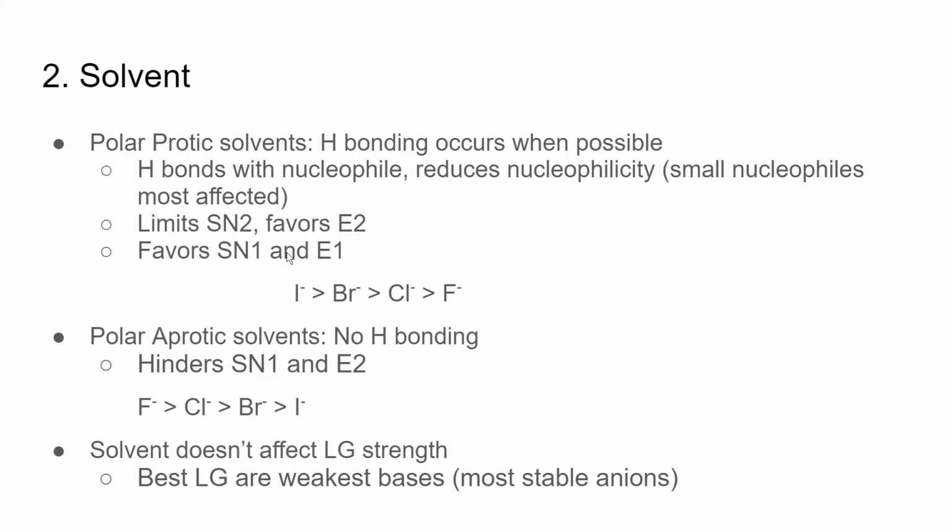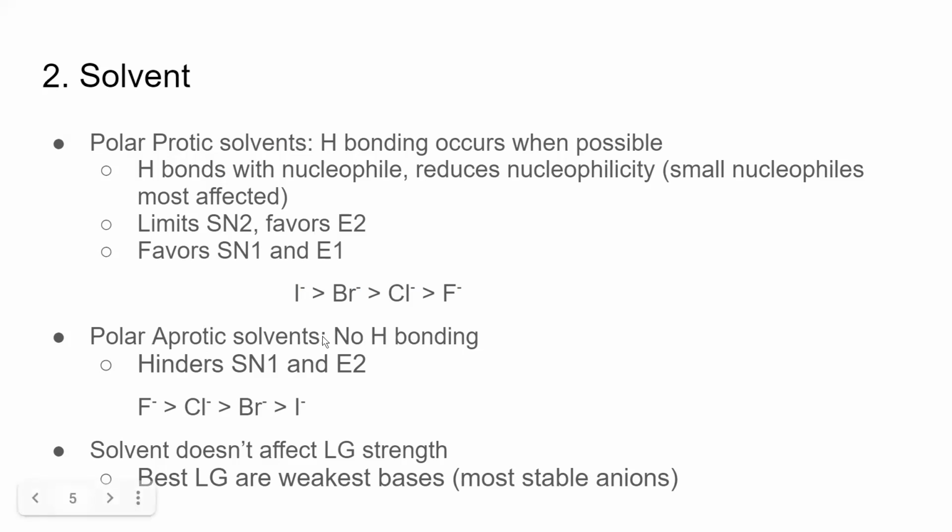Because of that, it's going to limit SN2 reactions. It's not going to limit E2 as much. It's actually going to favor that. Also, if you remember from Monday's lecture, it also favors SN1 and E1 because the protic solvent is going to stabilize the carbocation formation. And then we can contrast this with polar aprotic solvents, where there's no hydrogen bonding.